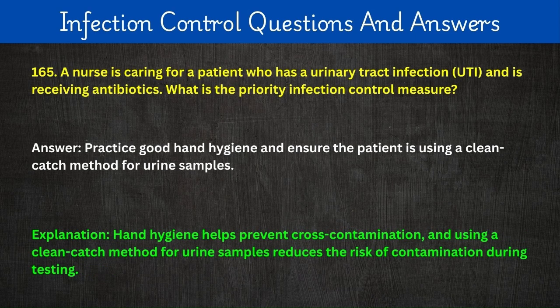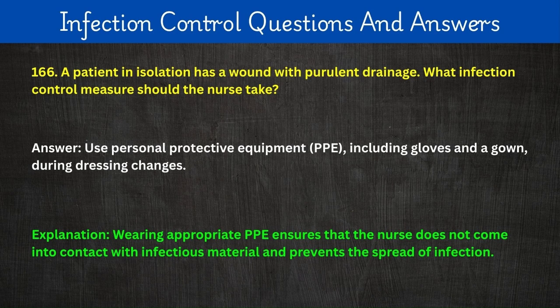165. A nurse is caring for a patient who has a urinary tract infection, UTI, and is receiving antibiotics. What is the priority infection control measure? Answer: practice good hand hygiene and ensure the patient is using a clean catch method for urine samples. Explanation: hand hygiene helps prevent cross-contamination, and using a clean catch method for urine samples reduces the risk of contamination during testing.